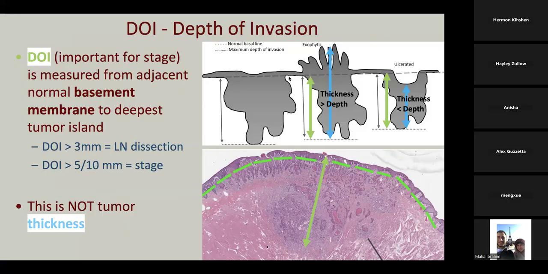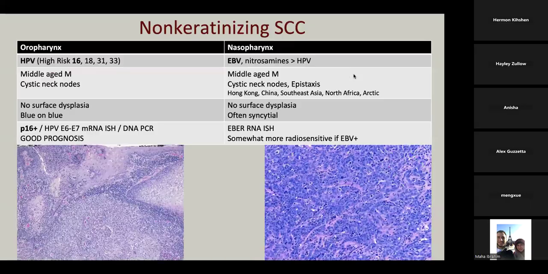is measured from the nearest adjacent basement membrane to the deepest tumor island, not from the top of the exophytic lesion and not from the bottom of the ulcer, right? So you always have the same sort of calibration.